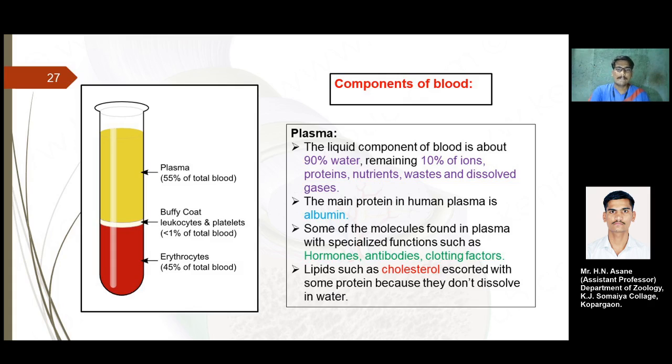Clotting factors, hormones. Some targeted hormones are secreted by the endocrine glands, and these hormones directly get into the blood and travel up to their targeted organ, and they stimulate that organ by means of traveling through the blood. Antibodies.